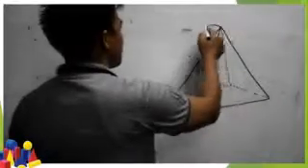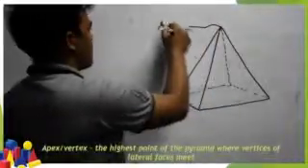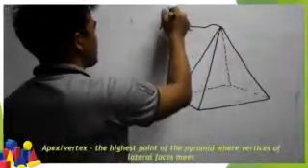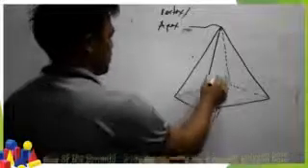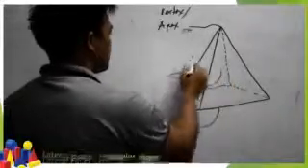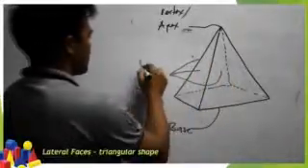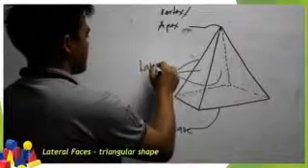Now, the highest point of the pyramid is called the apex, or simply the vertex. This is the base. And the triangular lateral faces are called the lateral faces.